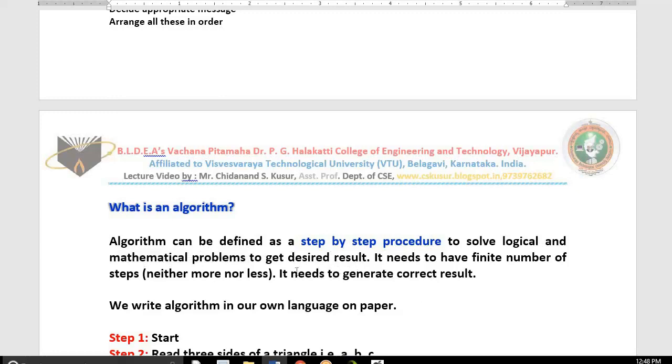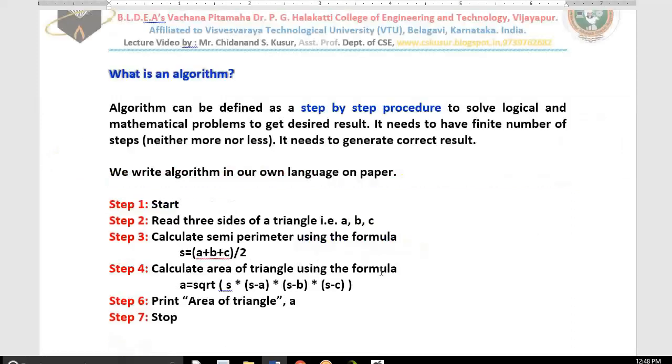In order to get the desired results, we need to follow some steps one by one systematically in an order that yields correct result. All these steps we can write in our own language. See here, step number 1, step number 2, step number 3, step number 4, step number 5, step number 6. Once you go through all the steps, definitely the problem is going to solve. What is an algorithm? Algorithm can be defined as a step-by-step procedure to solve a logical or a mathematical problem to get the desired result.